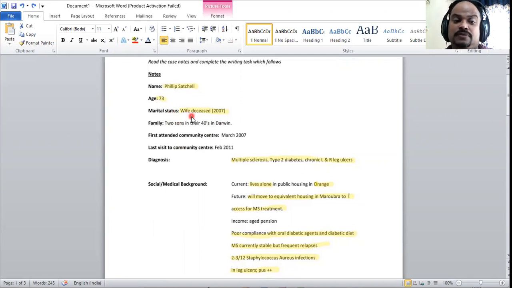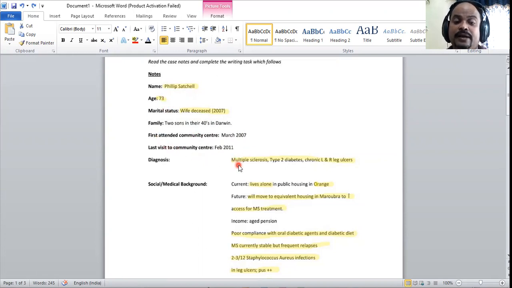So his wife, Mrs. Satchell, died in 2007. So 4 years ago. After that, he started attending the community center. After his wife's death, he started attending the community health center. And the last visit is in February 2011. So this is the thing here. So we have the name, aged 73.